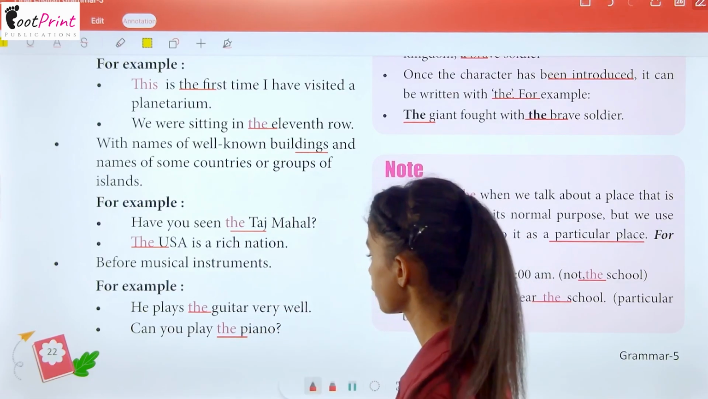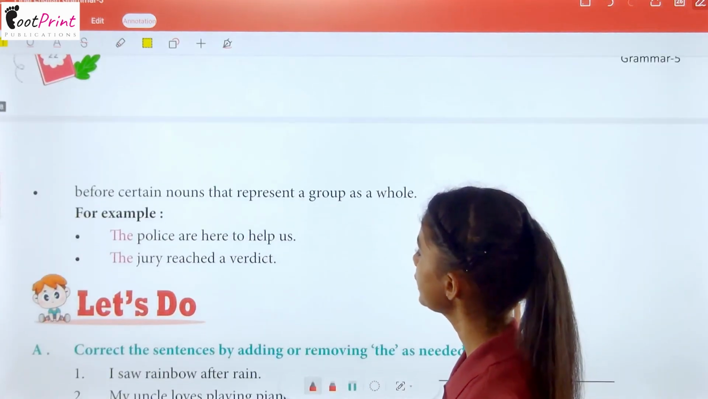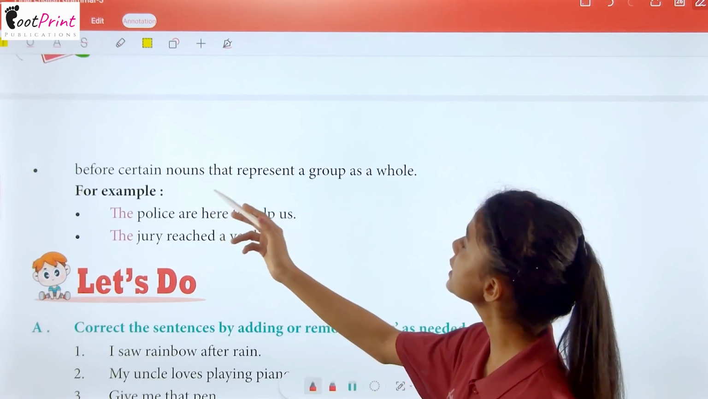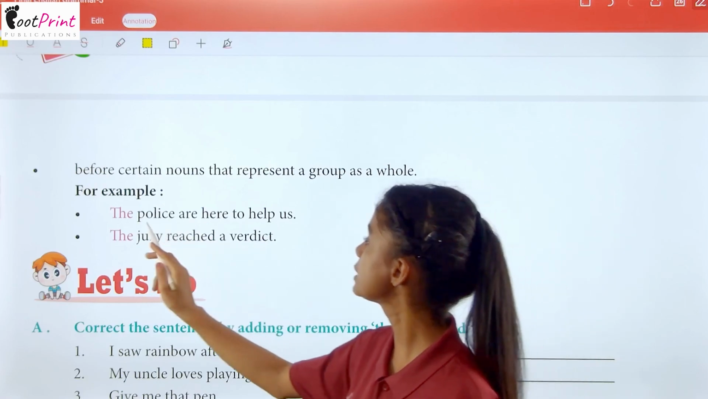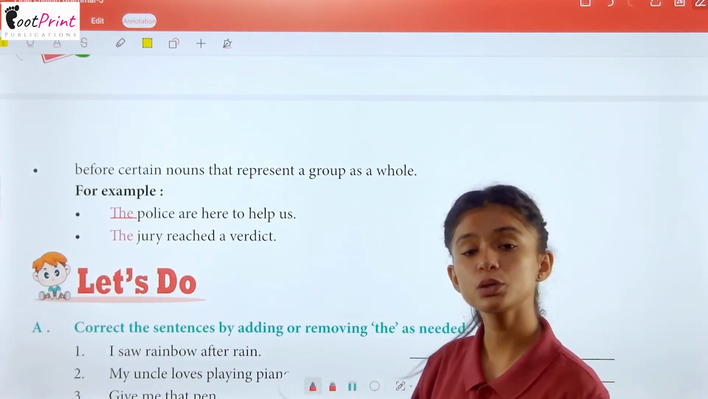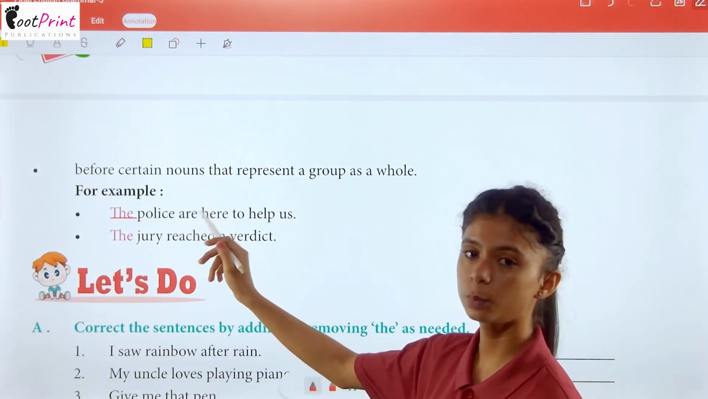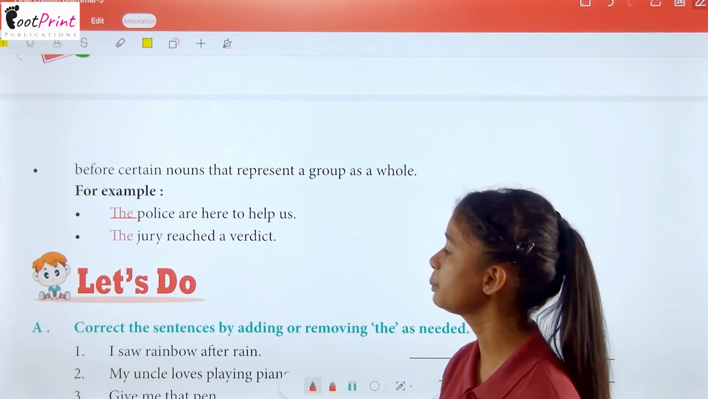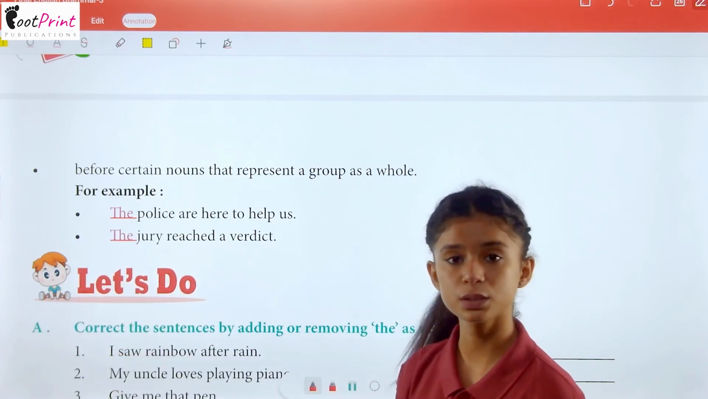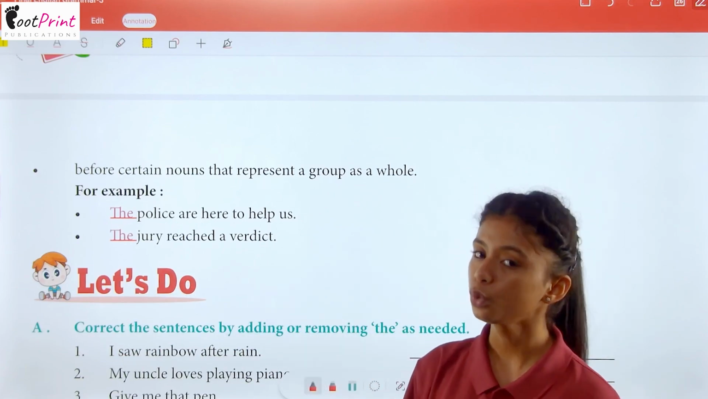Okay. Now, next, we use "the" before certain nouns that represent a group as a whole. The police. So again, it is referring to all the police, but the word being used is a singular noun. The police are here to help us. The jury reached a verdict. So it is representing a whole group.